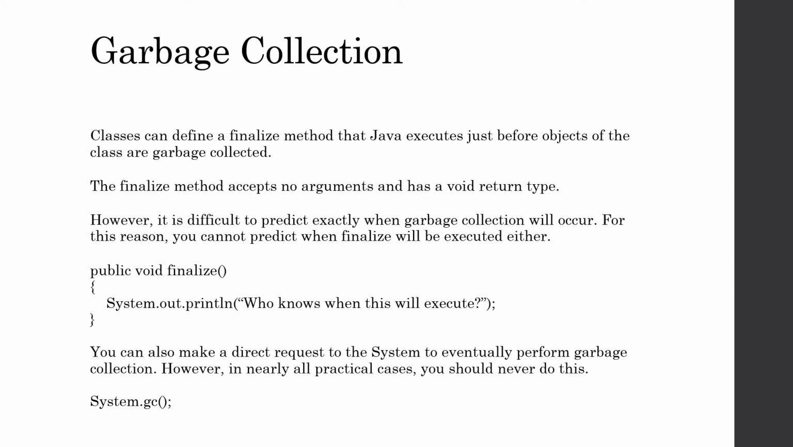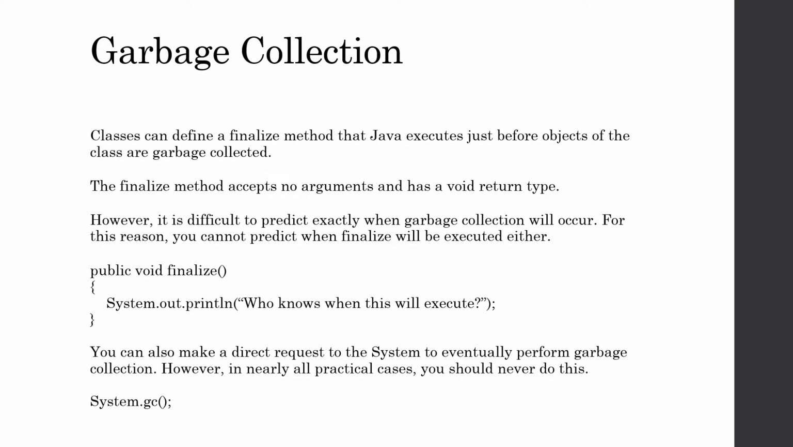Of course, I said that we don't necessarily know when that's going to occur, so I should elaborate on that. One thing to note is that classes can define a finalize method that Java executes just before objects of the class are garbage collected. That finalize method accepts no arguments and has a void return type, but it is difficult to predict exactly when garbage collection will occur. This is not a process that you generally have much control over.